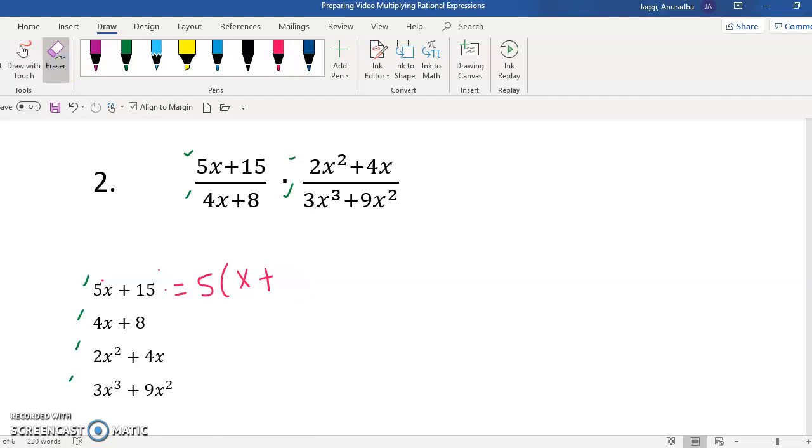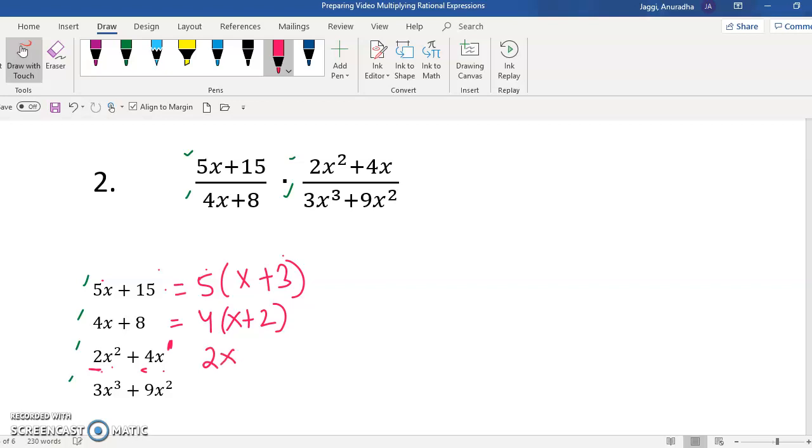This is a 3, because 5x, and then 5 times 3 is 15. Similarly, I can take a 4 out here, x plus 2. Here, I can take 2 out, but look at this. Both these terms also have the variable. Which one has a lower power? X to the power 1. So I will take 2x out, and I need to make a 2x square, so it becomes an x inside. 2 and x times x is an x square, plus I need to make a 4x now. 2x times 2 makes a 4x. So I have the two factors now.